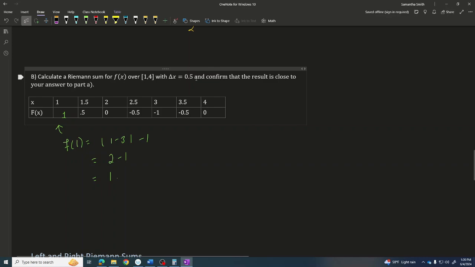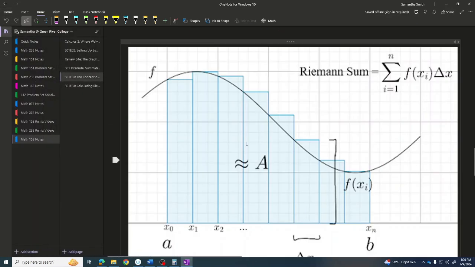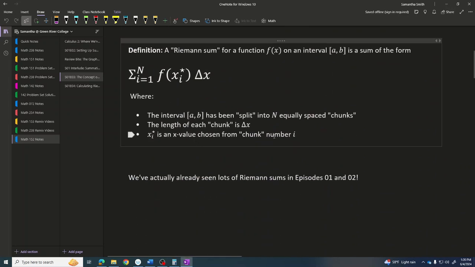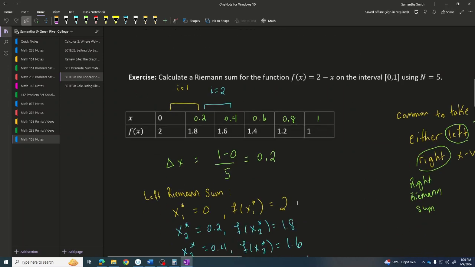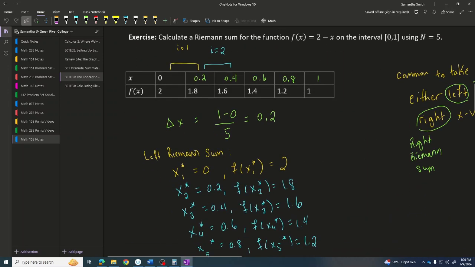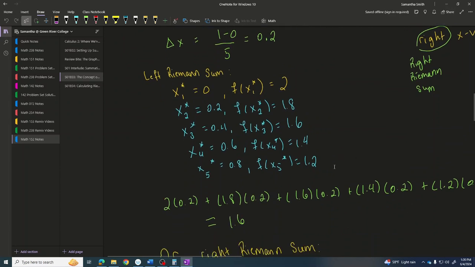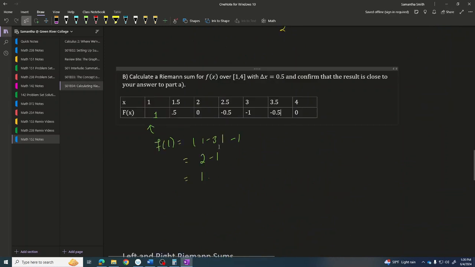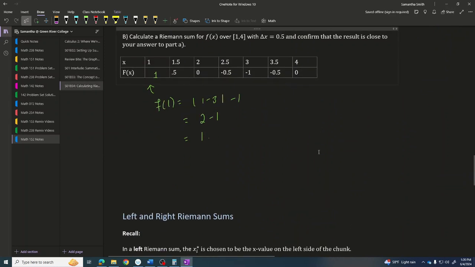Our next step is to make a decision. The decision that we have to make at this point is about what we are going to choose for our x value out of each piece or chunk of this interval. The typical choices are to either choose the left x value or the right x value on each chunk, which will give you what we call either a left Riemann sum or a right Riemann sum. I am kind of fond of the left Riemann sum, so I'm just going to go ahead and do that.